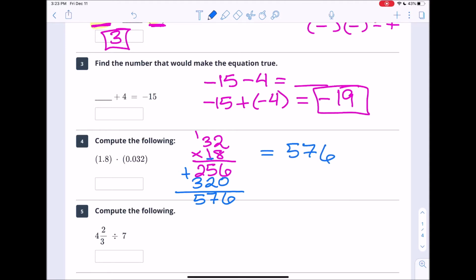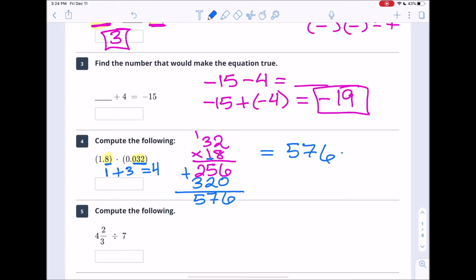Now all we have to do is figure out where the decimal goes. So if we look, we're going to count how many numbers are after the decimal for each one. And for 1.8 we have 1. For 0.032 we have 3 numbers after the decimal. And then remember, you add how many place values after the decimal we have total, and that's 4. So that means I'm going to have 4 numbers after my decimal in my answer.